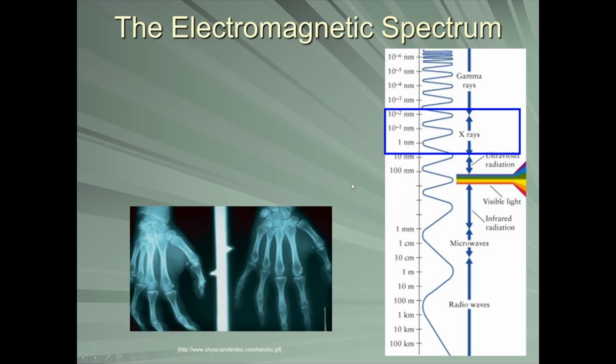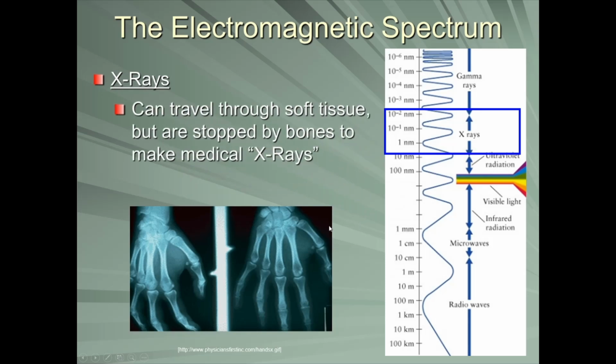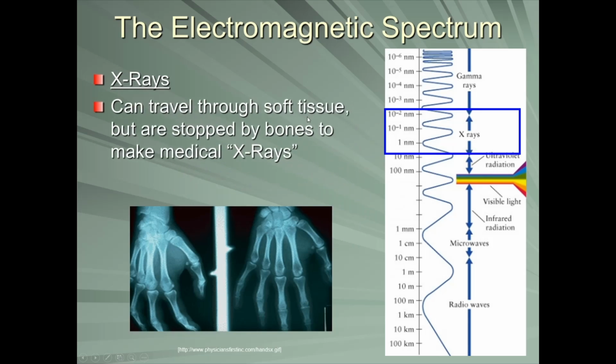X-rays are next, and you guys know what X-rays are used for. They can travel through soft tissue like our muscles and our skin, but are stopped by bones to make medical X-rays. So like over here, you can take an X-ray of a hand or different bones, or sometimes you have to go to the dentist and they'll take an X-ray of your teeth.